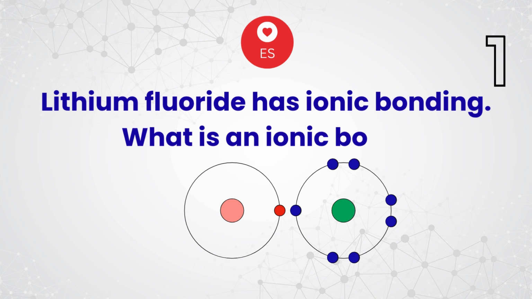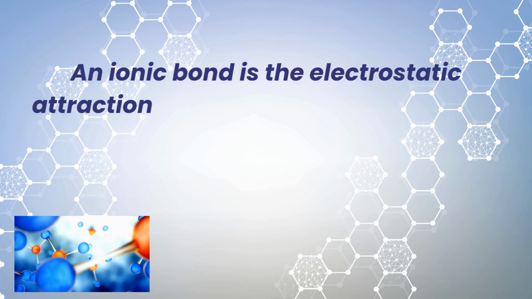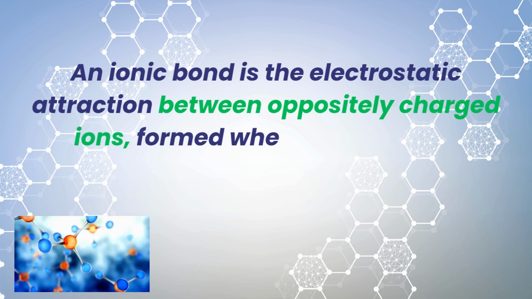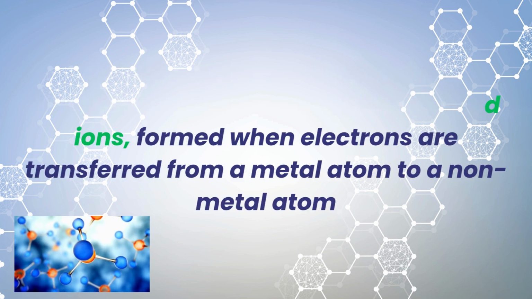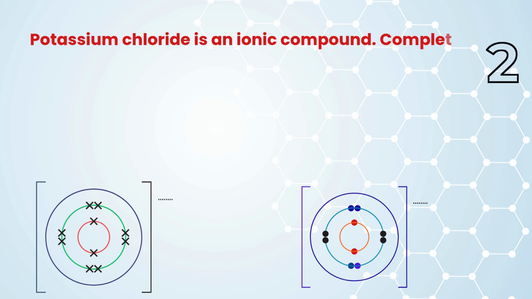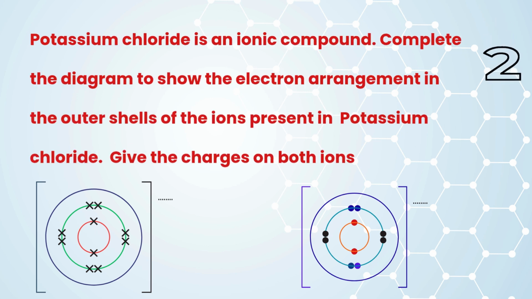What is an ionic bond? An ionic bond is the electrostatic attraction between oppositely charged ions, formed when electrons are transferred from a metal atom to a non-metal atom. Complete the diagram to show the electron arrangement in the outer shells of the ions present in potassium chloride.